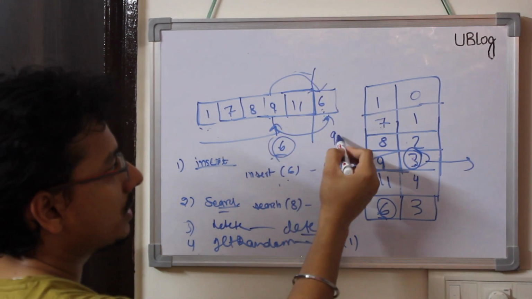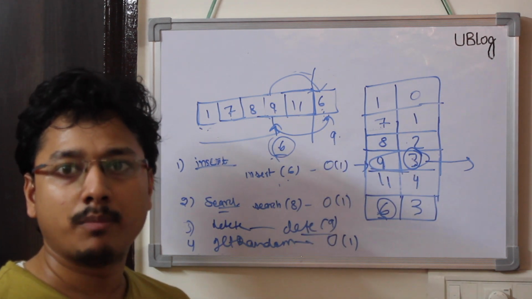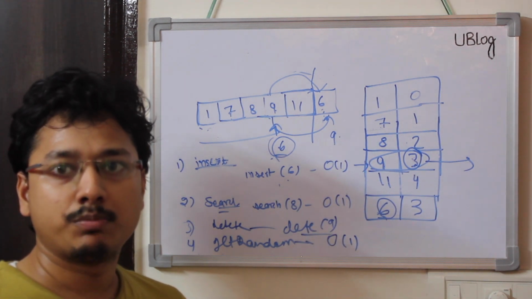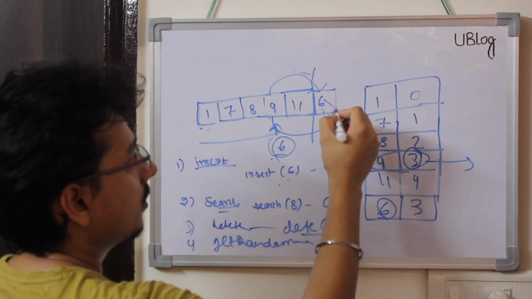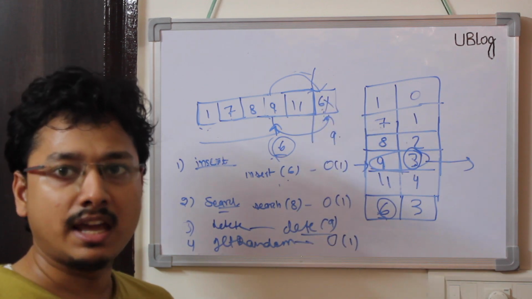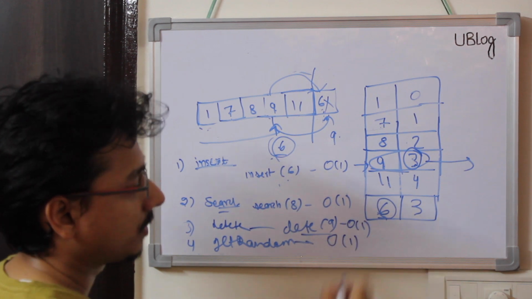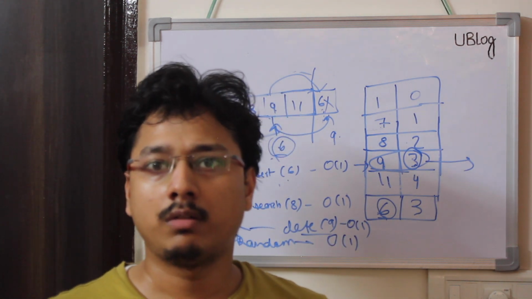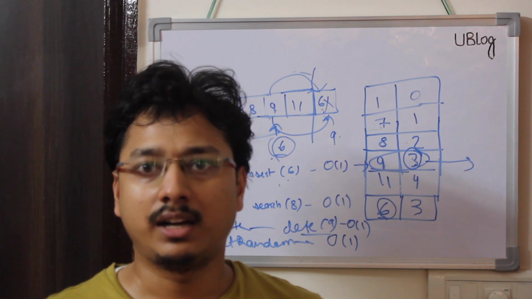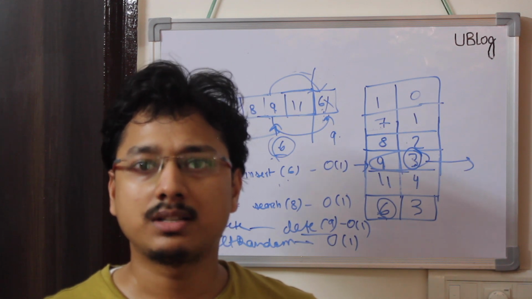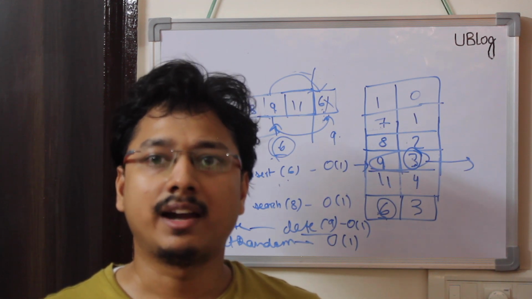And now I need to just delete 9. I know that deleting from the array at the last position is constant time, so I can just remove this value, and it is available for any new element. So my delete is also O(1) time. This is how we are able to design a data structure which supports insert, search, delete and get random in constant time.